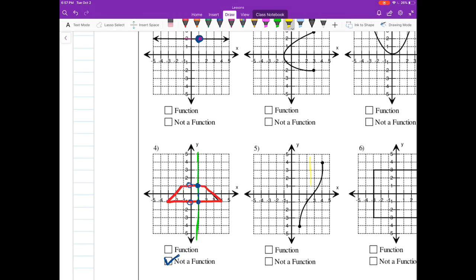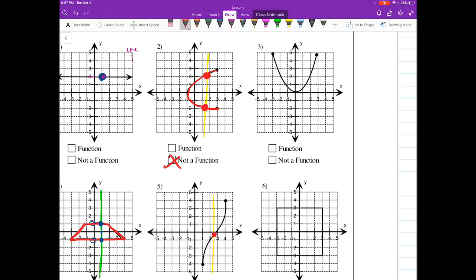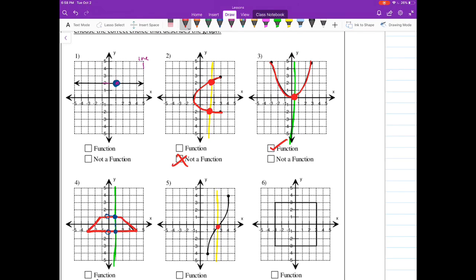Your line can only touch 1 time. You can draw your line wherever you want. As soon as it hits the graph 2 times, that is not a function. You cannot repeat your x's. That's your x's being repeated. This one, how many times does it crash into your graph? 1 time. It's a function. Vertical line test.